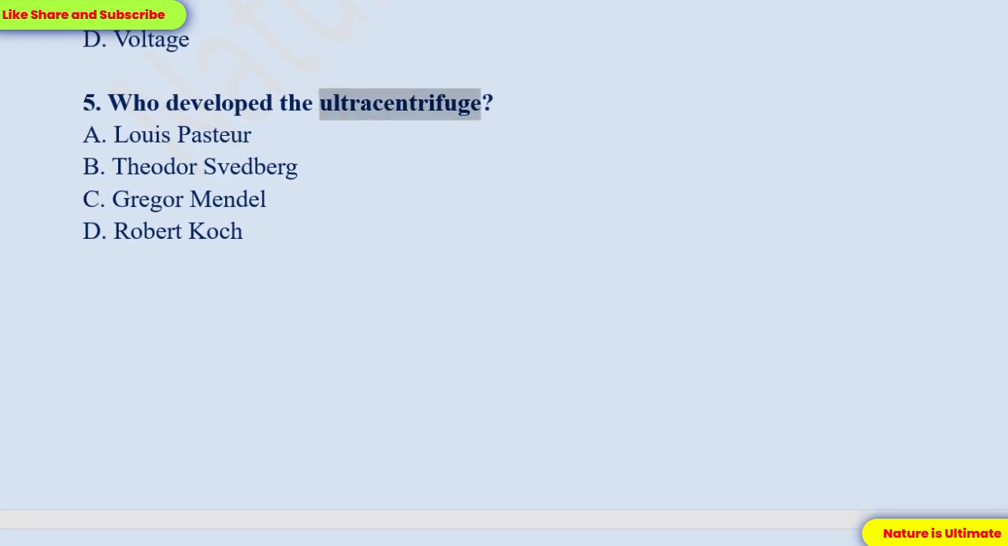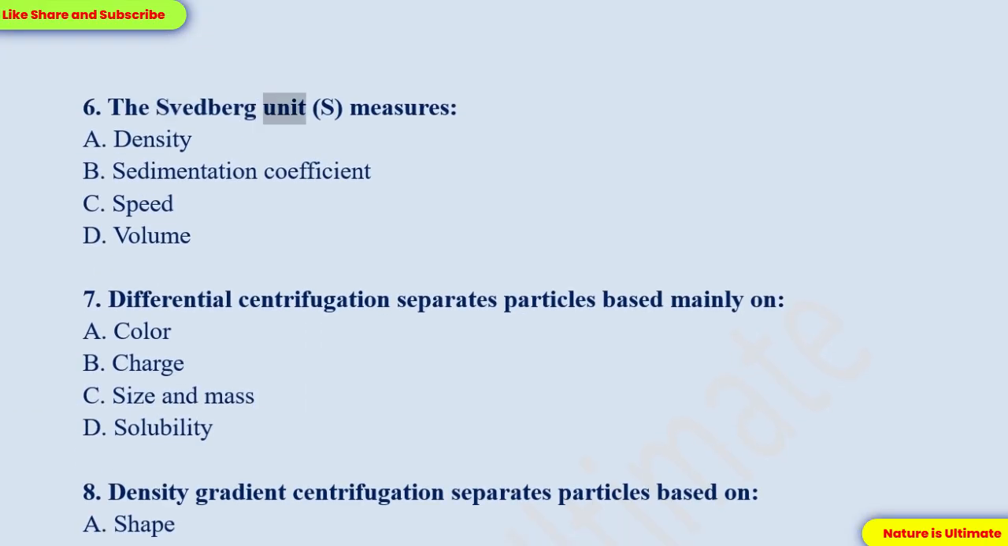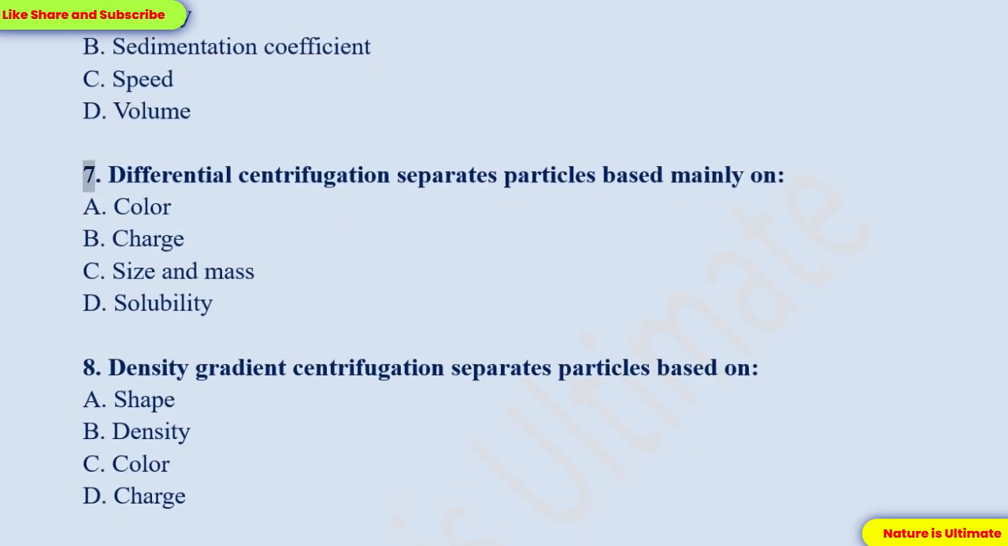5. Who developed the ultracentrifuge? A. Louis Pasteur. B. Theodor Svedberg. C. Gregor Mendel. D. Robert Koch. 6. The Svedberg unit, S, measures A. Density. B. Sedimentation coefficient. C. Speed. D. Volume.